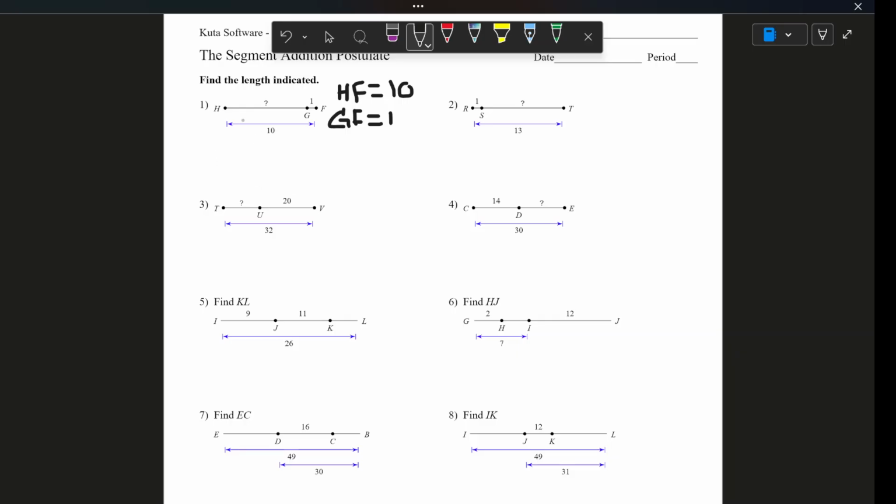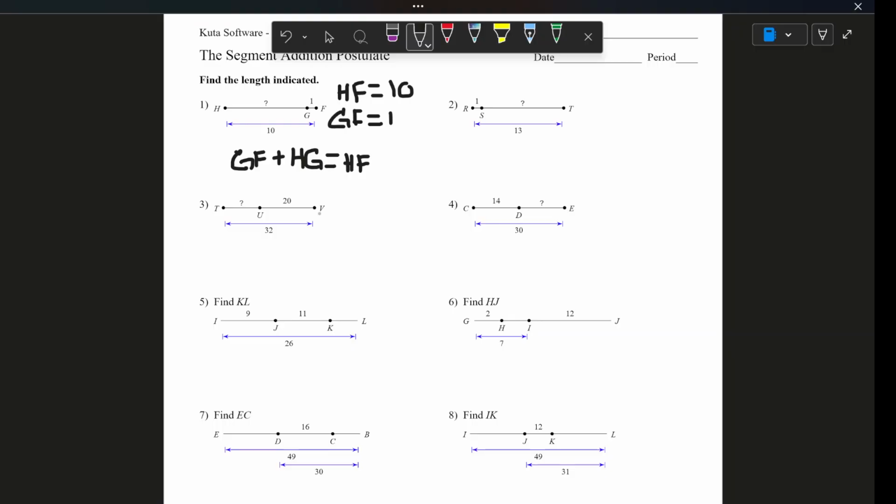Well, I'll set it up like this. Let's see, GF plus HG equals HF. Cool. Now we have our problem set up.